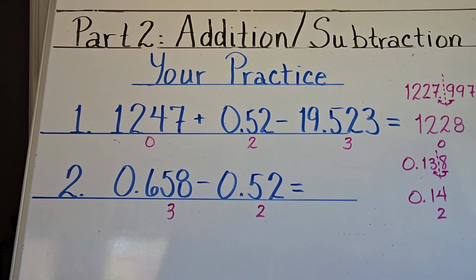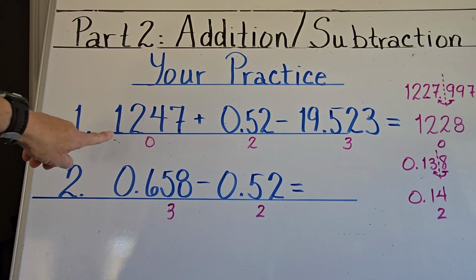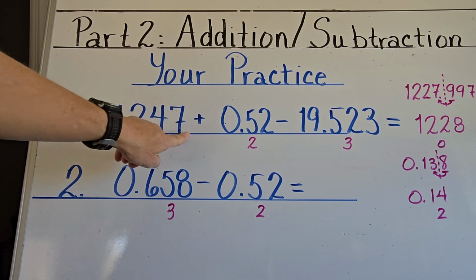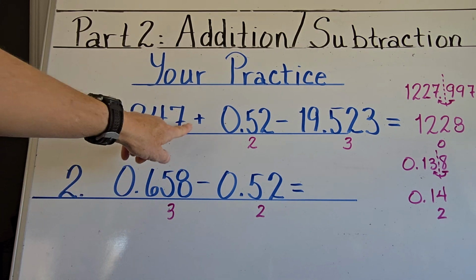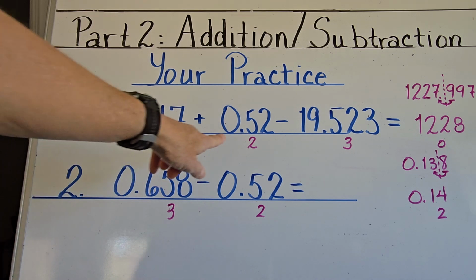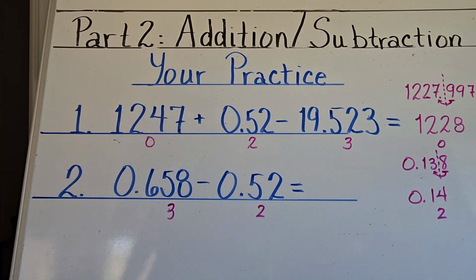In our first example, we have 3 numbers. Notice I've mixed the addition and the subtraction. That's fine. Our first number, we have 0 decimal places. Nothing comes after that 7. There's nothing after a decimal. Our second number, we have 2 decimal places, the 5 and the 2. And our third number, we have 3 decimal places. So our lowest number of decimal places will be 0.